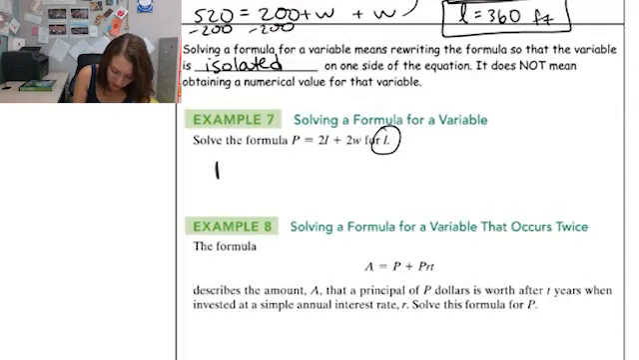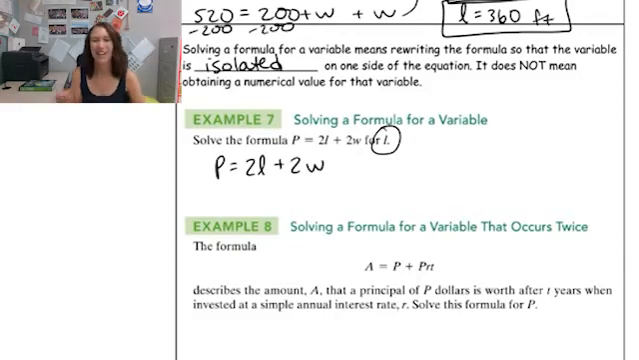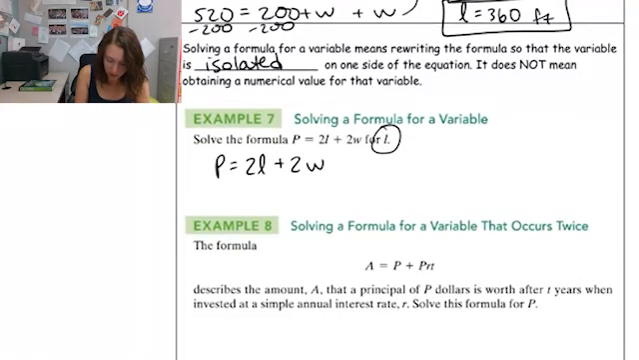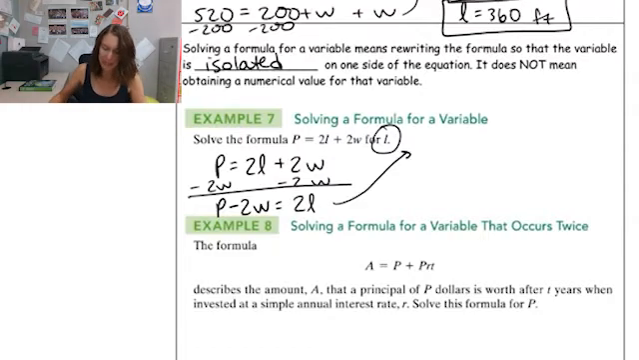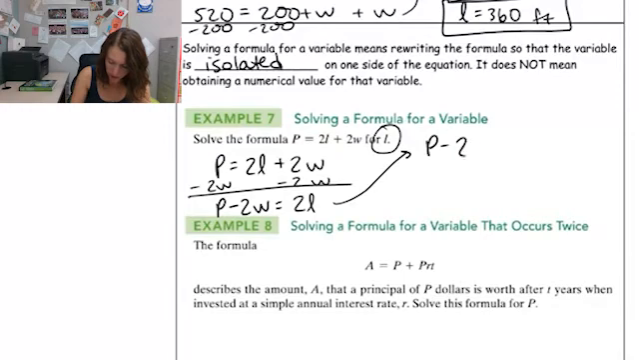So for example, if I start with P equals 2L plus 2W, and I always do my L's cursive so they don't look like ones, the 2W is the least connected to the L. So I'm going to have P minus 2W equals 2L. Now, the only thing to get rid of is that 2 being multiplied to the L. I can get rid of the multiplied factor by dividing it through. So P minus 2W divided by 2 equals L.